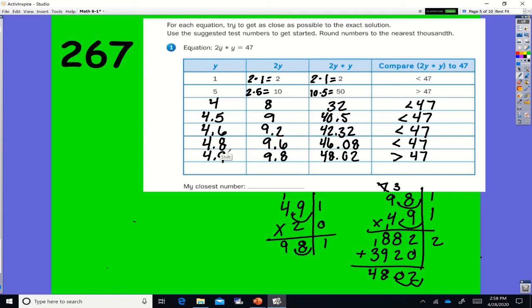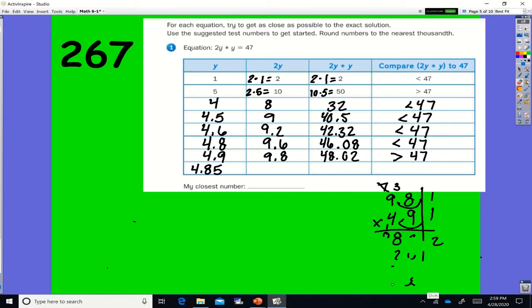So I'm going to do a number in between both of these two. So I'm going to make it 4 85 hundredths. When I do that, we're just going to do the exact same thing. Notice how we can make those decimals more in depth. You're definitely going to have to do that on your homelink, because that helps us get closer to that 47 there. Okay?